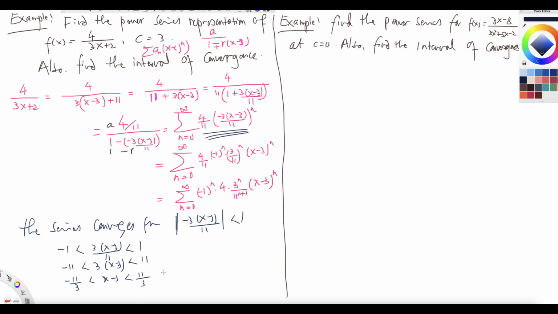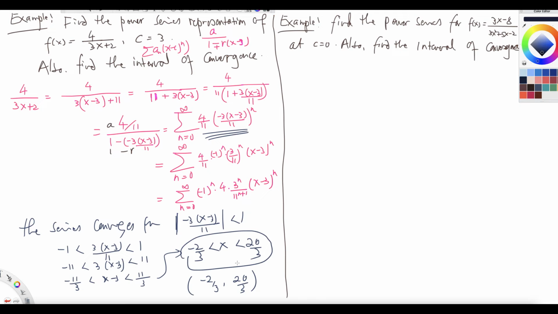Now add 3. What do you get? If you add 3, negative 11 over 3 plus 3 will be negative 2/3, which is less than x, which is less than 11 over 3 plus 3, which is 20 over 3. That's what you get. That is the interval of convergence. If you want to write it in interval notation, that will be negative 2/3 comma 20 over 3. That's what you get. Okay, guys, so this is how we can find the series representation for any center.